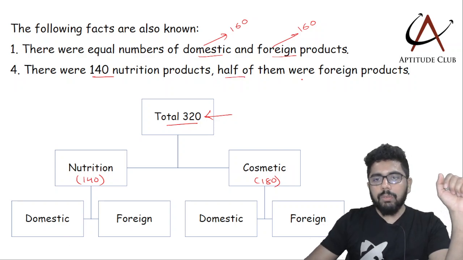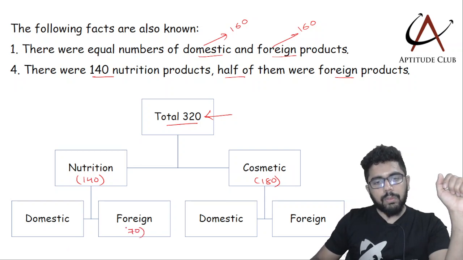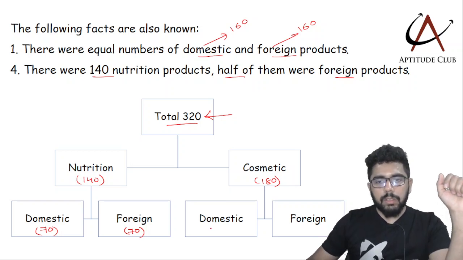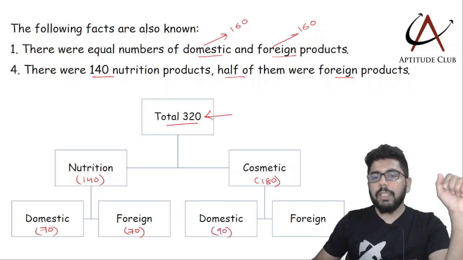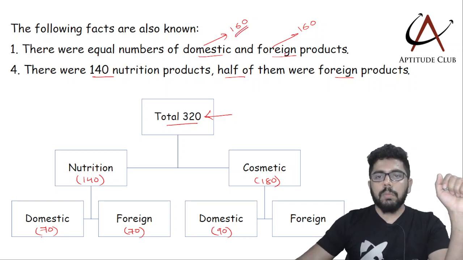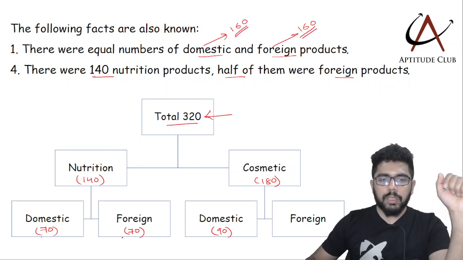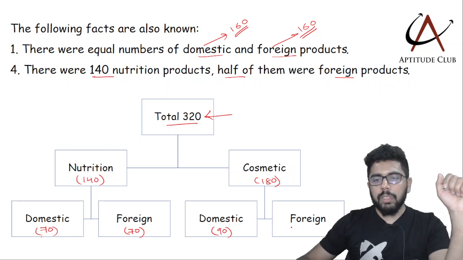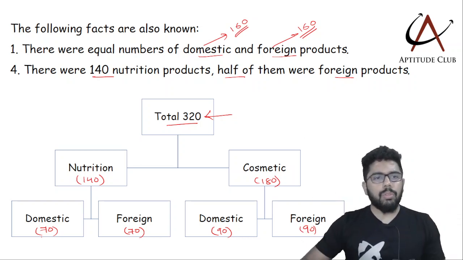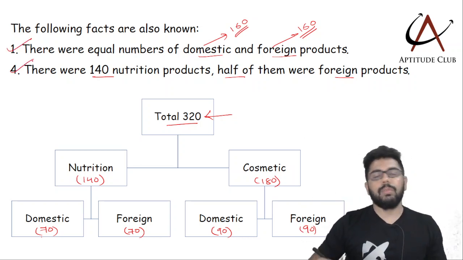And half of the nutrition products are foreign products. So nutrition foreign is half of total nutrition. So nutrition domestic is 70. And because total domestic is 160, cosmetic domestic is 90. So 70 plus 90, I get 160. Similarly, total foreign products are 160. So foreign nutrition is 70, so foreign cosmetic is again 90. So this is the first segregation of data that we could do using statements 1 and 4.